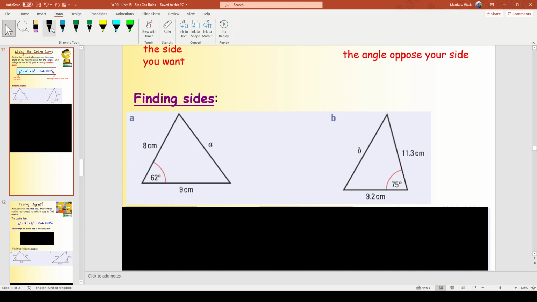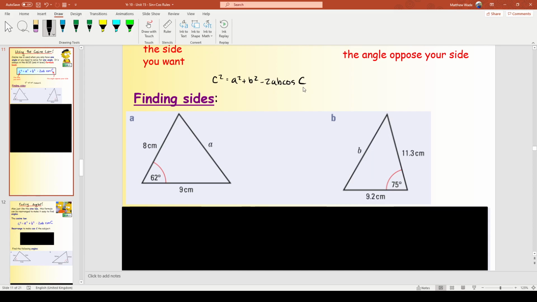And you're back! Okay, buddies, here's how it works. Remember that we've got our formula that is just here. It is c squared equals a squared plus b squared, take 2ab cos c. Now, that's the cosine law.